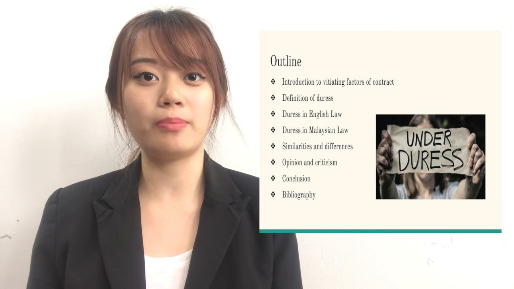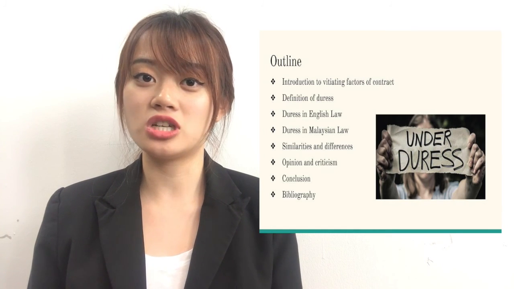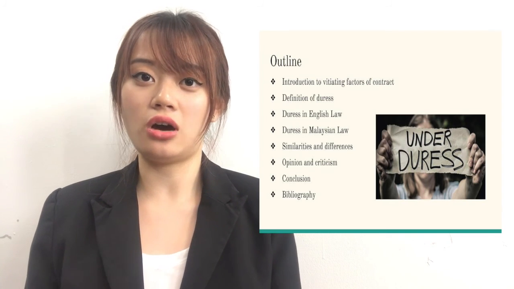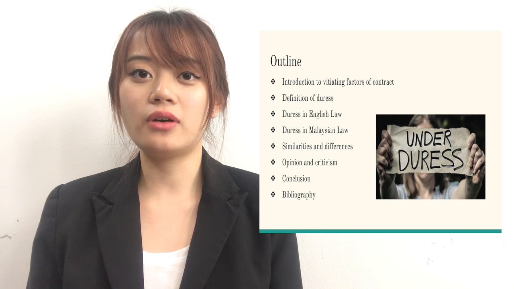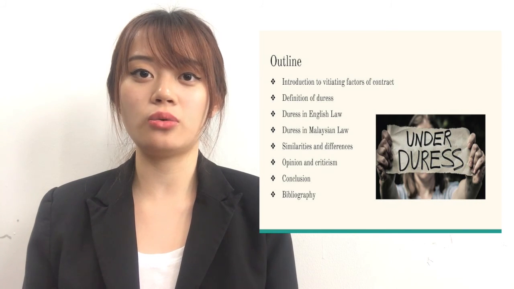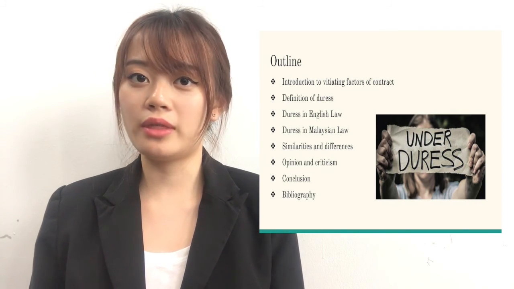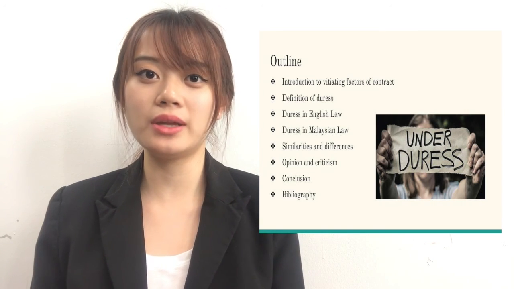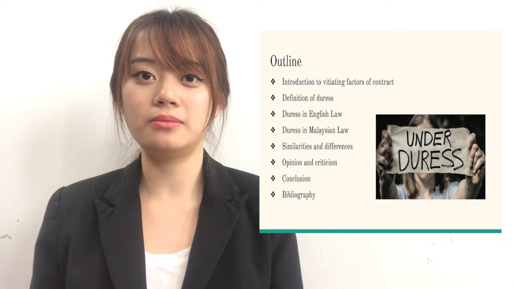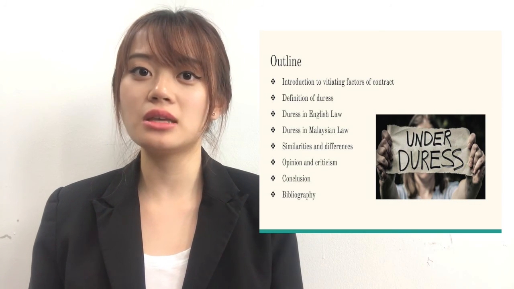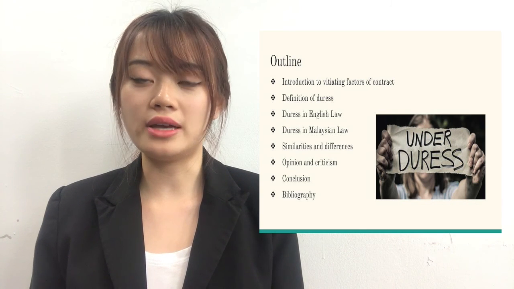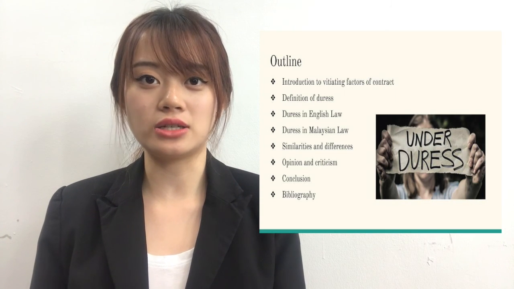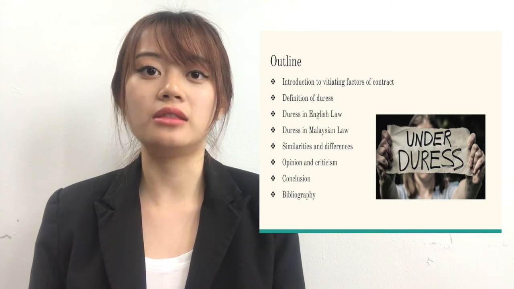We will first start off by introducing the various vitiating factors of contract. In addition, the definition of duress. We will then give a brief discussion on English law duress and Malaysian law duress. We will then talk about the similarities and differences of duress between English law and Malaysian law. Moreover, we'll give our opinions and criticisms on duress in English law and Malaysian law. We will then end our presentation with the conclusion and the bibliography.